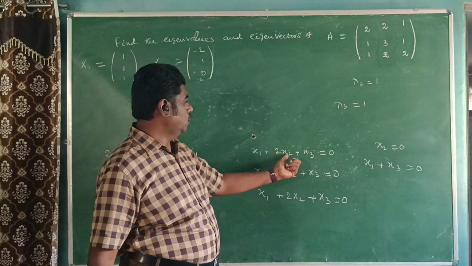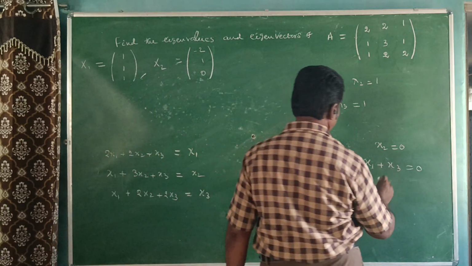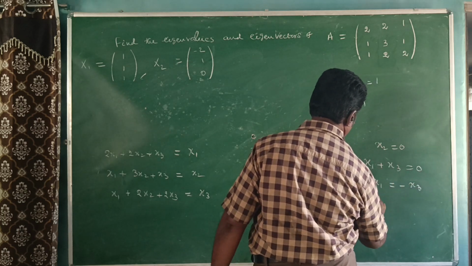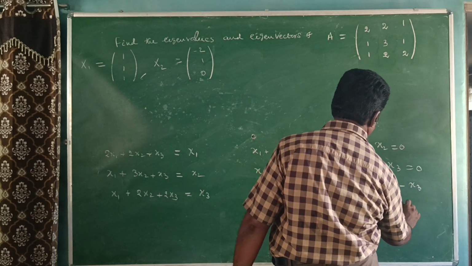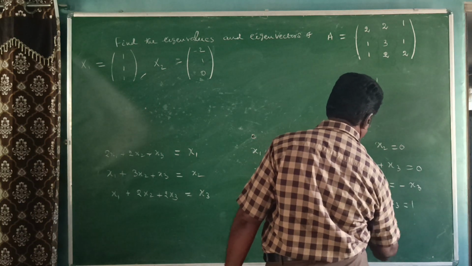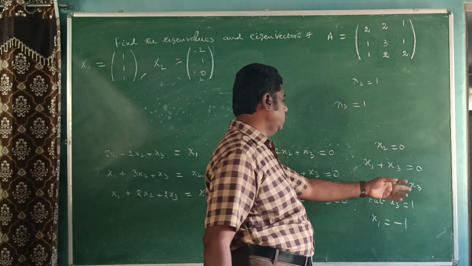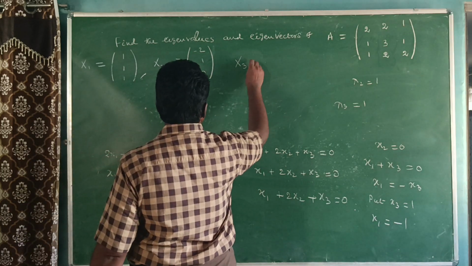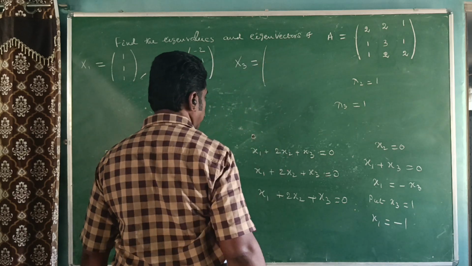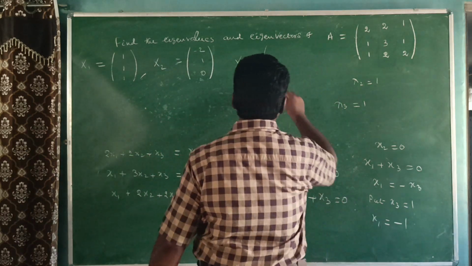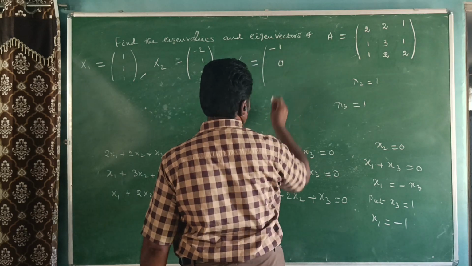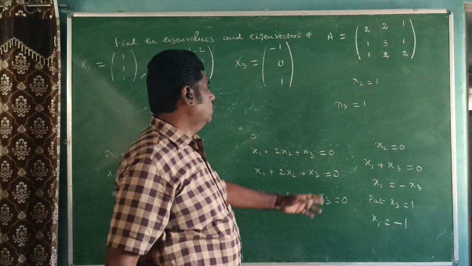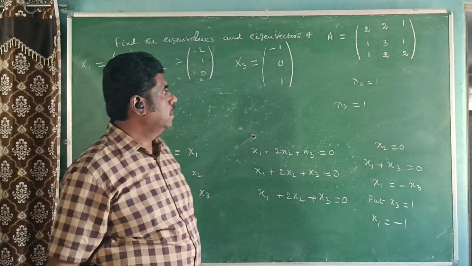If we substitute x2 equal to 0, we can get x1 plus x3 equal to 0. Then x1 is equal to minus x3. Put x3 equal to 1. Then x1 is equal to minus 1 because x1 is equal to minus x3. Now the third vector x3 becomes: the value of x1 is minus 1, x2 is 0, x3 is 1. So this is the third vector corresponding to the eigenvalue lambda 3 equal to 1.